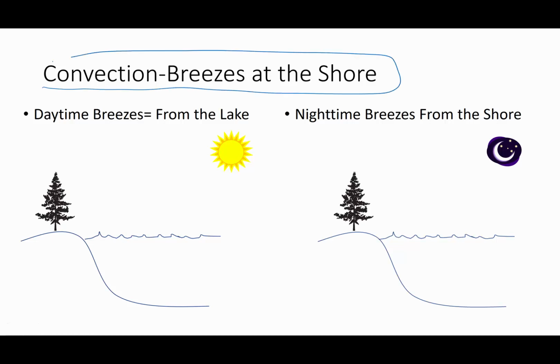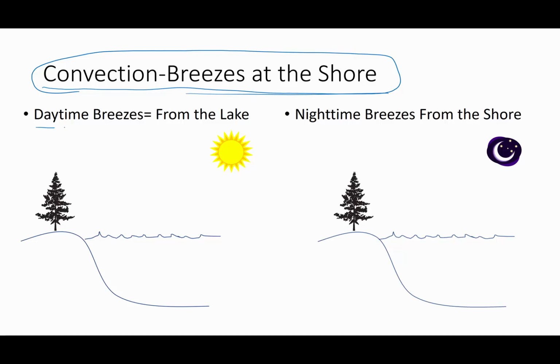Many people in the summertime go to the lake or they go to the ocean, and they do this because it's typically cooler there. And one of the reasons it's cooler at the lake or the ocean in the summertime is due to breezes near the shore. So let's talk about these breezes near the shore and how they work.